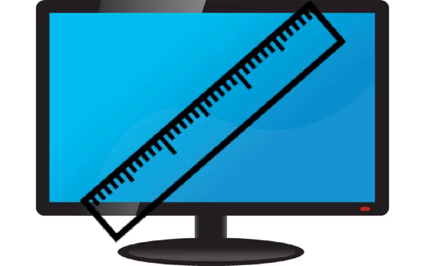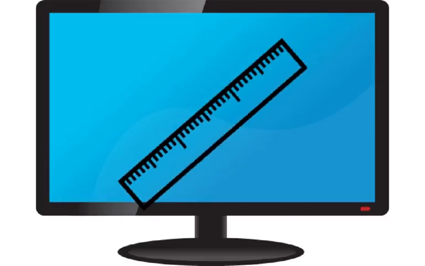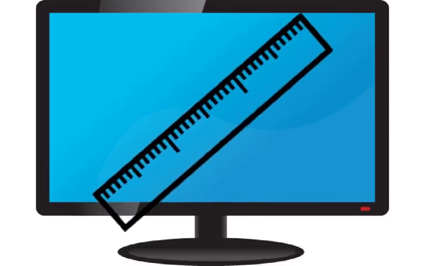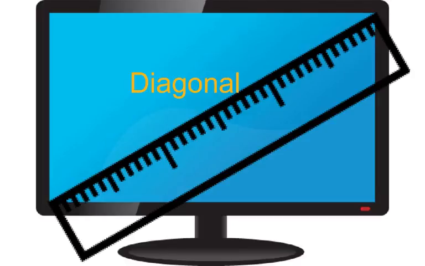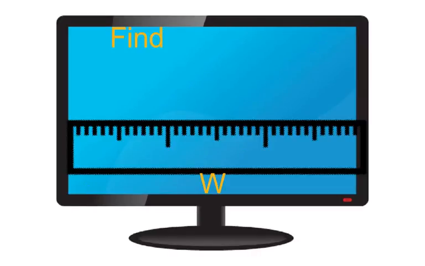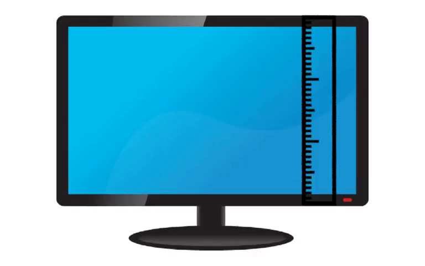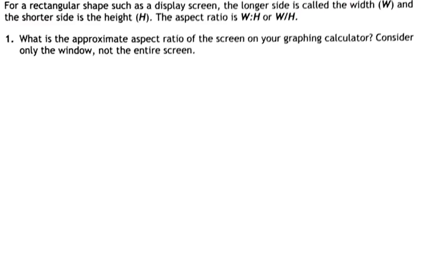So here we have a TV, and we have a way to measure this TV. So here's how we look at the dimensions. Here's the diagonal. From one corner to the opposite corner is the diagonal. The diagonal and the aspect ratio can help us find the width. It can also help us find the height. So we're going to try to do that right now.